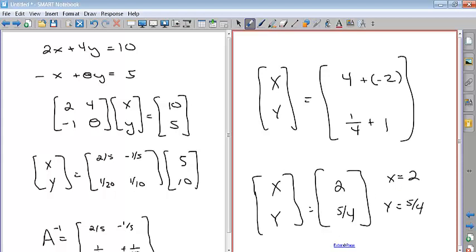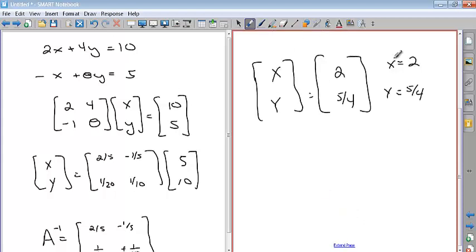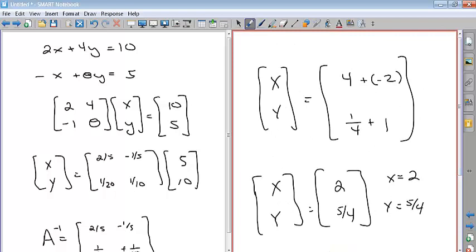So let's just see if that really worked or not. What that means is if I plug these two numbers into the original equations, both of these equations should be satisfied. So I'll take 2 times x plus 4 times y. So that's 4 plus 5, which is not right. Okay, so let's see what I did wrong here. So we did something wrong.